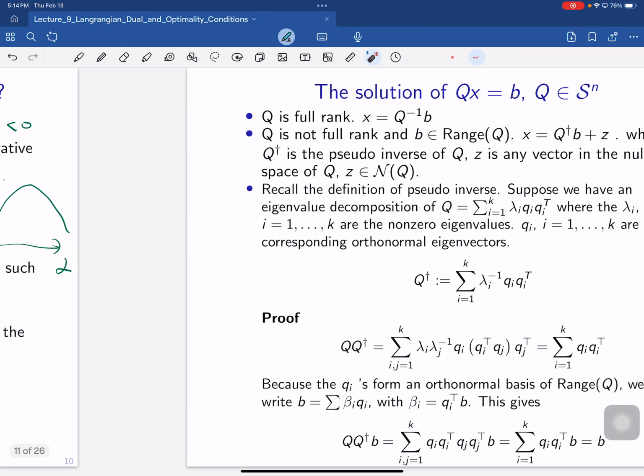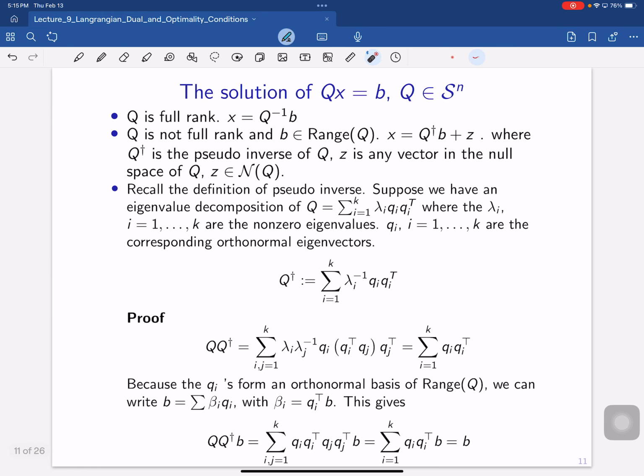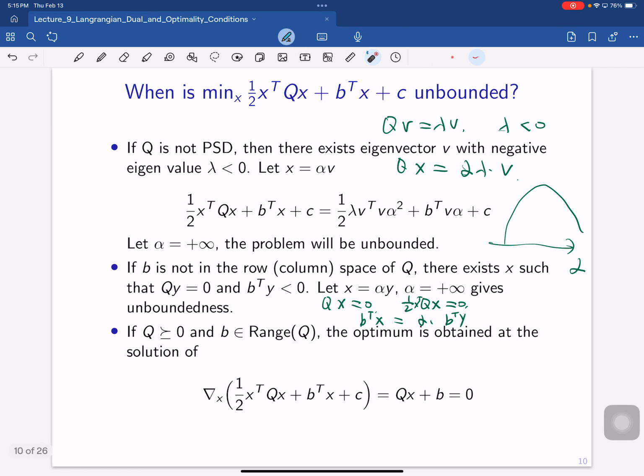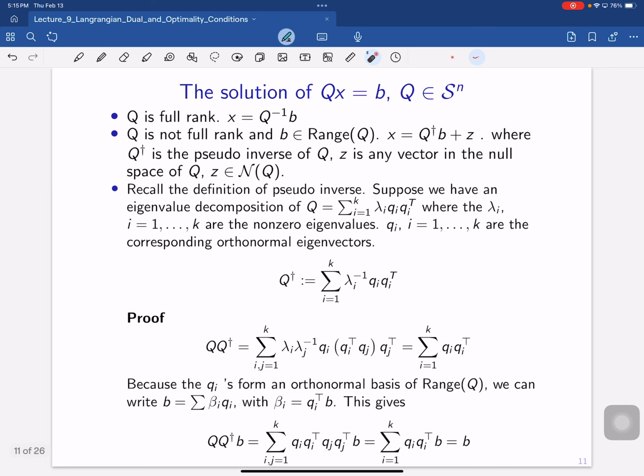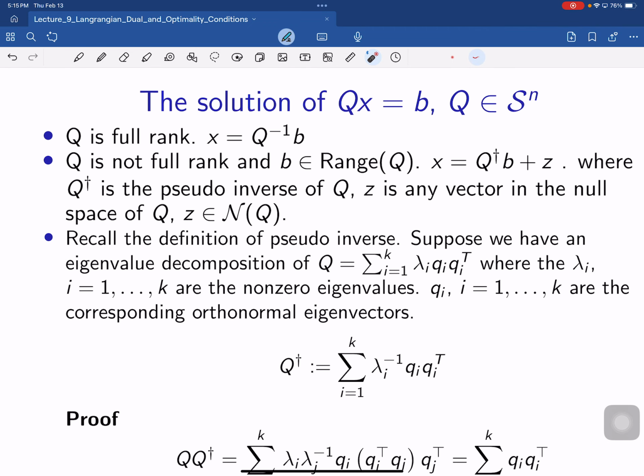Okay. Now, let's consider this case. We know that when B is in the column space of Q, it has a solution. But then, how do we describe this solution? Let's say what happens to the solution of Qx equals B.